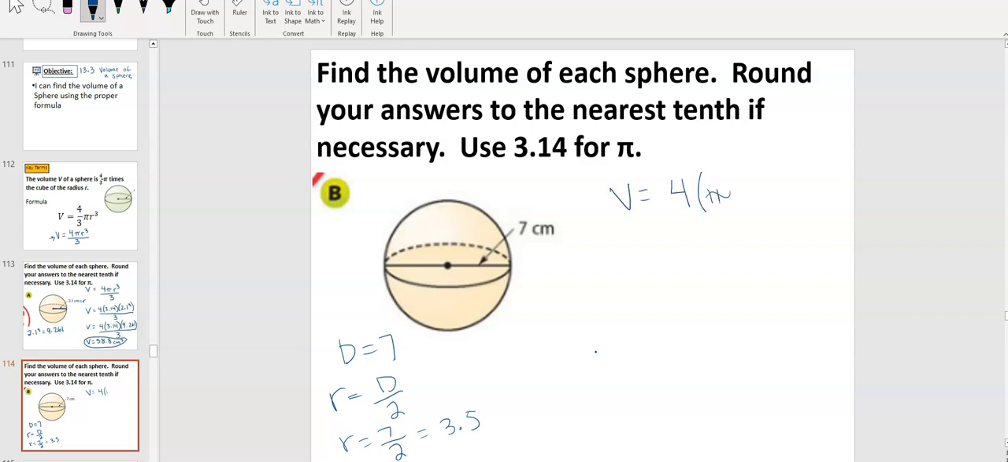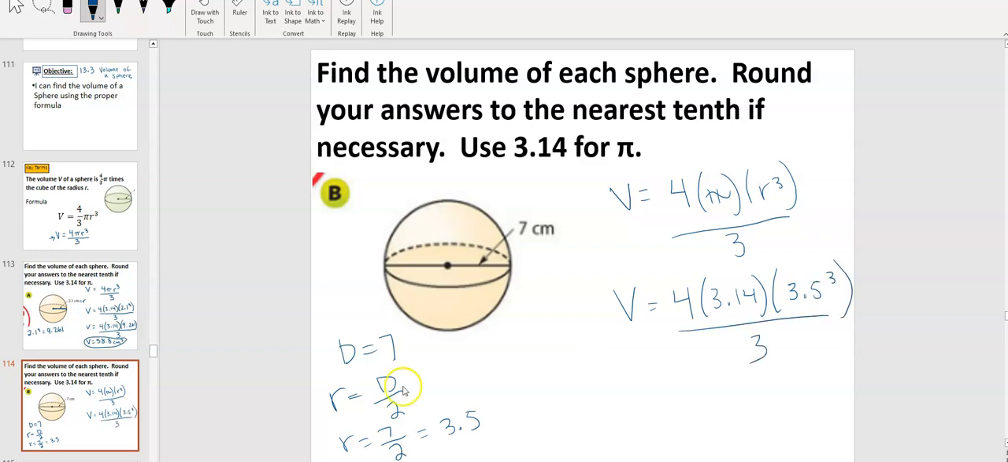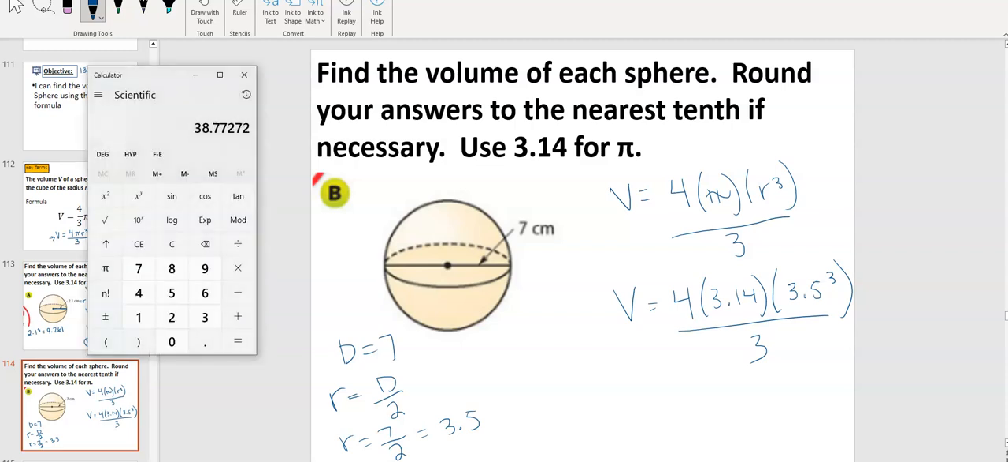4 times pi times radius cubed divided by 3. And I'm going to replace what I know. Pi is 3.14. My radius is 3.5, and I'm going to cube that and divide by 3. So now I'm going to use my calculator. So here we go. Clear this.